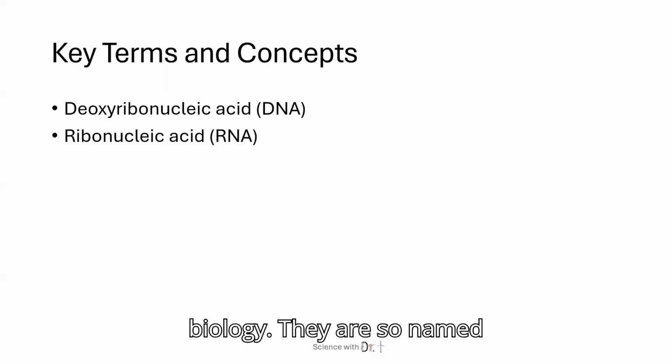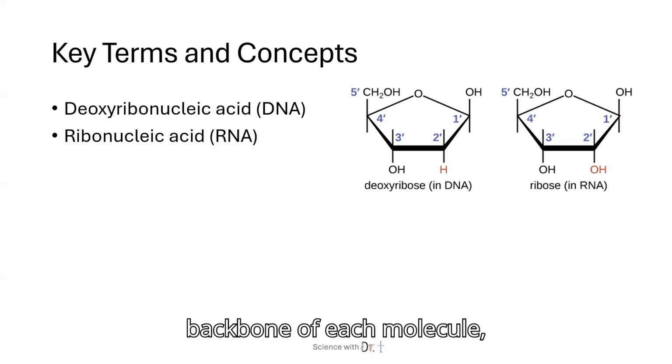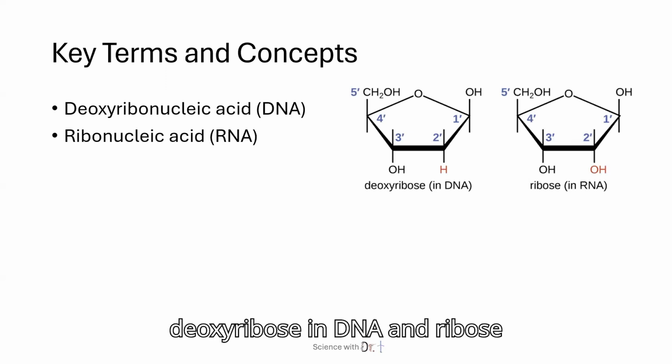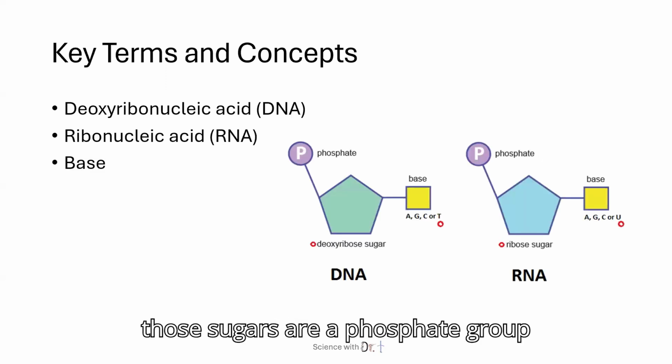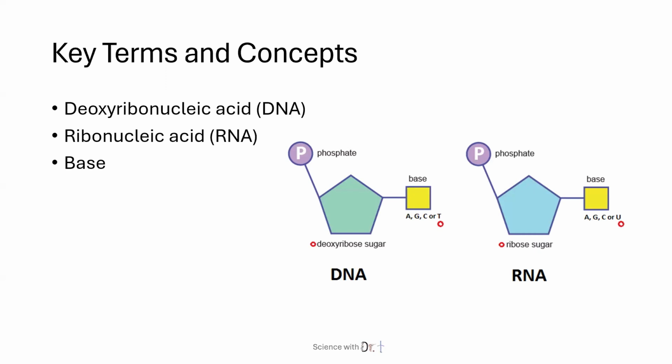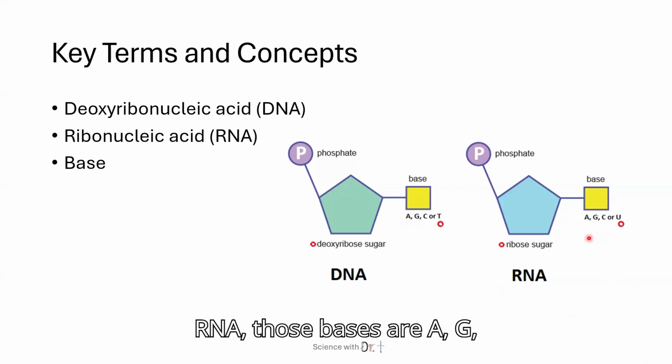They are so named because of the sugar that makes up the backbone of each molecule: deoxyribose in DNA and ribose in RNA. Attached to those sugars are a phosphate group and a base. In DNA, those bases are A, G, C, or T, while in RNA, those bases are A, G, C, or U.